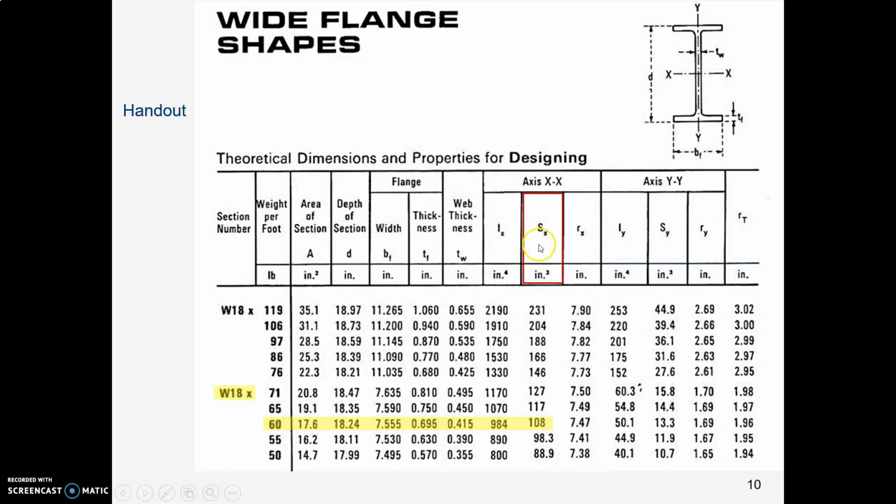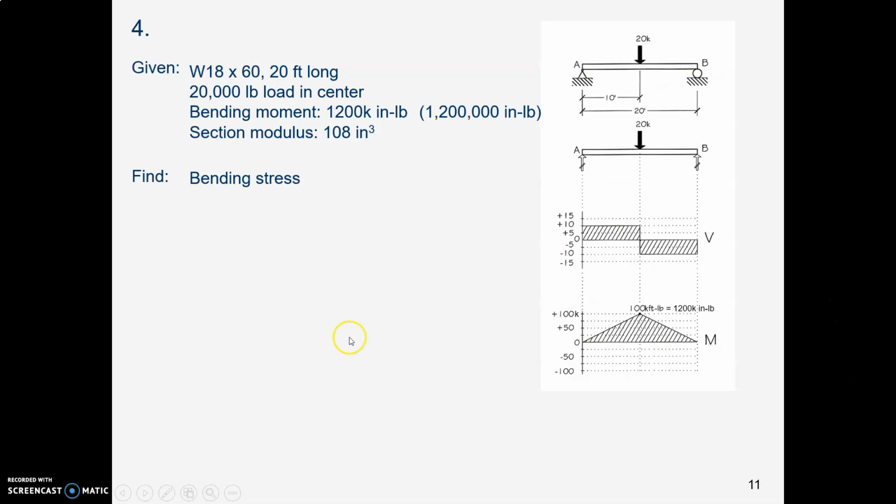And we are looking for S, the section modulus. And look here, it says inches to the third, just as we were expecting. So here we are, W18 by 60, chugging on over here to the section modulus column. It says 108 inches to the third is the section modulus for our wide flange.